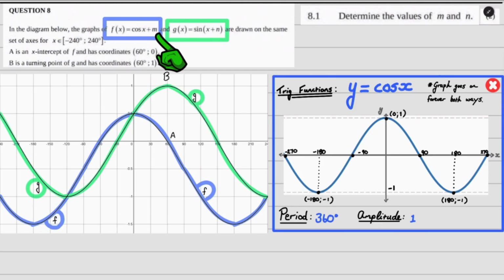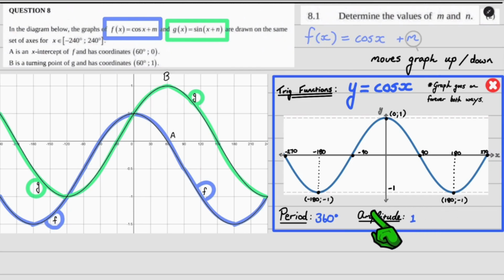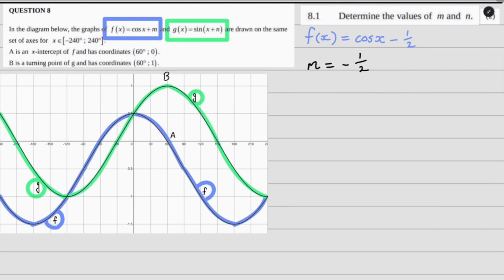And this m over here is responsible for moving the graph up and down. So if you think about it, we just moved it down half a unit. So this m is minus a half. We must say minus because it moved down. If it moves up, we add it. Alright, now let's tackle the sine graph.